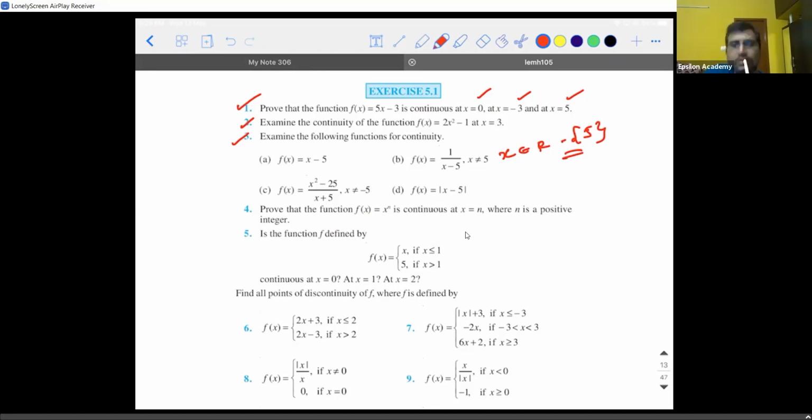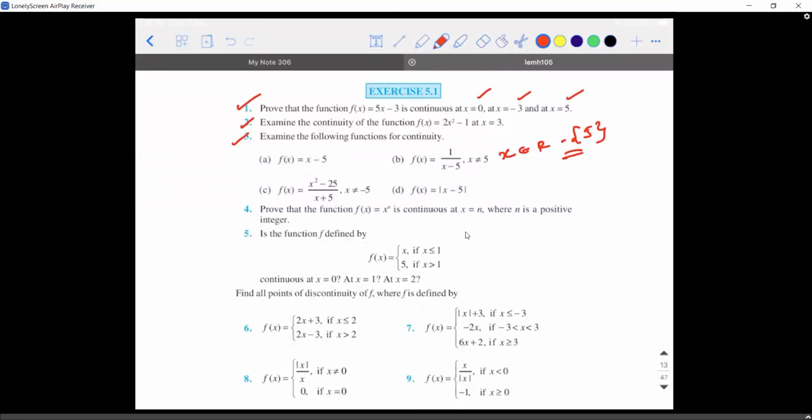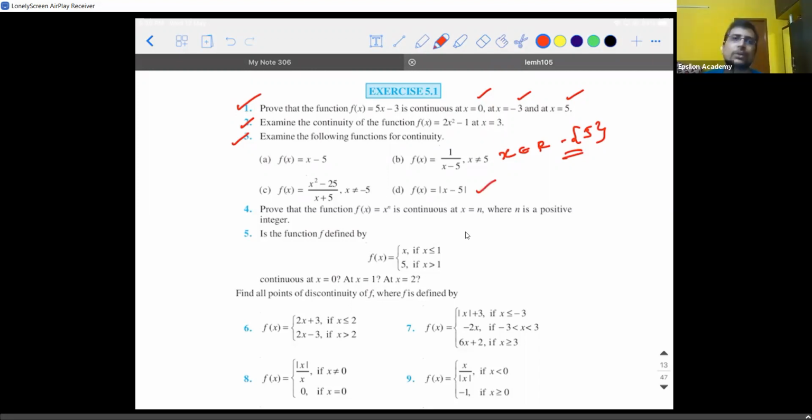Similarly, f of x is equal to mod of x minus 5. It is continuous for all real numbers, because all modulus functions are also continuous. Generally, when you see a modulus function, one thing should come to your mind. They take the shape of a V. Have that point in your mind. Next.